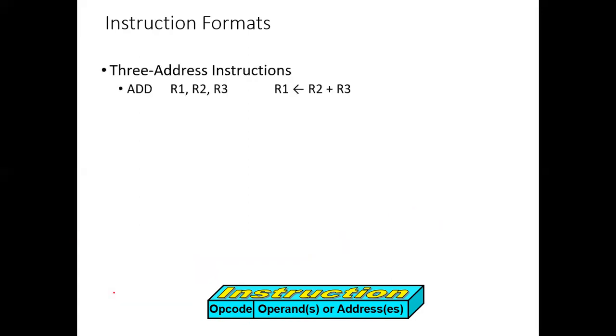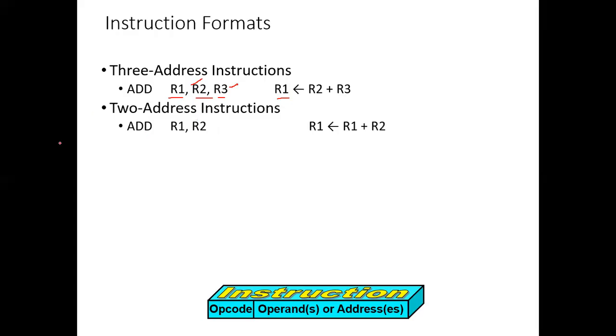Fine. So the 3 address instructions are something like this: add R1, R2, R3, which means add the contents of R2 and R3 and store the result in R1. It just adds whatever the value in R3 with R2 and the result goes to R1. And there are two address instructions, which are different types of instructions we are discussing, something like this: add R1 comma R2. This will add R1 with R2 and store the result in R1.